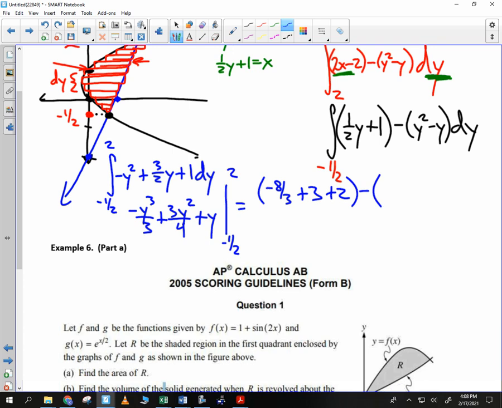Plug in negative 1/2. Negative 1/2 to the third is negative 1/8. The negative makes it positive 1/8. Divide by 3 is 1/24. Plug it in here, 1/2 squared is a 4th. Divide by 4 is a 16th, so we get 3/16. And then we get minus 1/2.